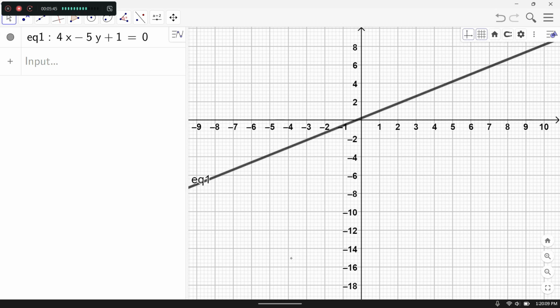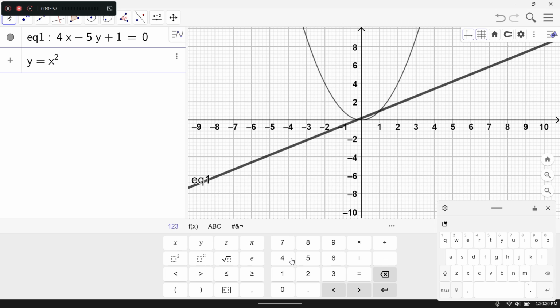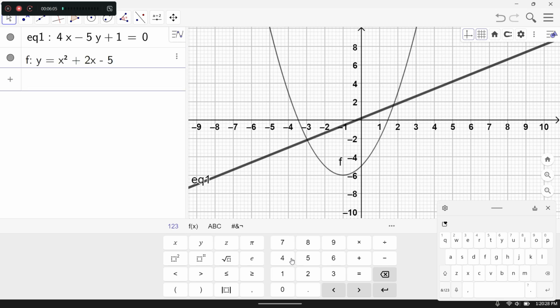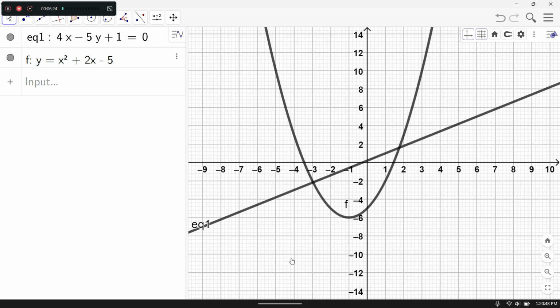Now let's compare that to a quadratic equation. All right, so we can start with y equals x squared plus 2x minus 5. All right, there you go. Let's change this. There you go. All right, so as you can see, it's a U-shaped graph. And this is the standard form.